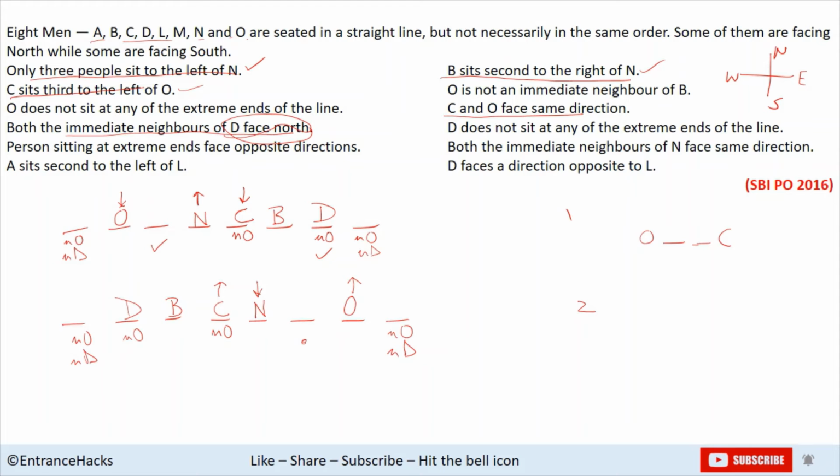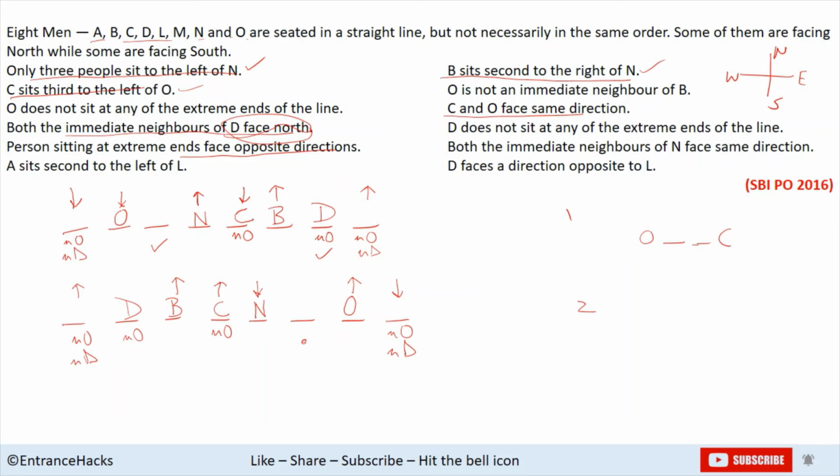Now the immediate neighbors of D face north. So we can mark this is north facing, this is north facing. Similarly here B is north facing and this is north facing, right? Persons sitting at the extreme ends face opposite directions. So we have the position of one extreme end person, which is north on the rightmost here in option 1. So this one will be south. It is north here, so it will be south here.